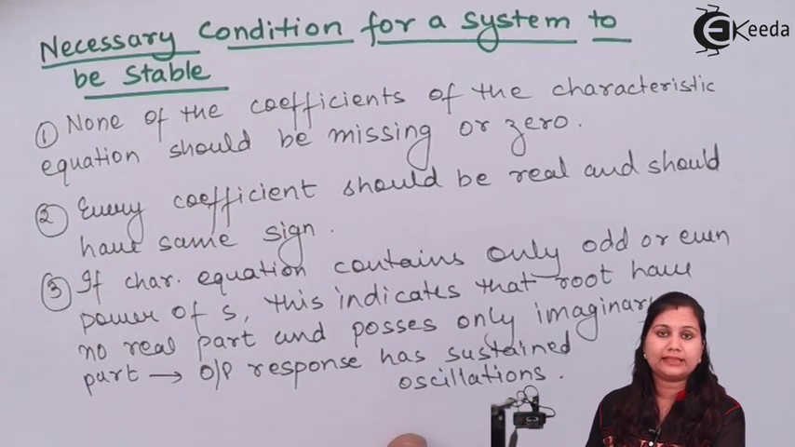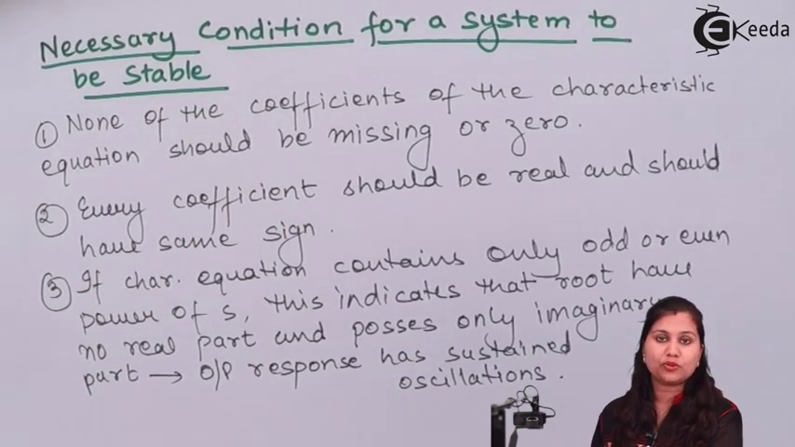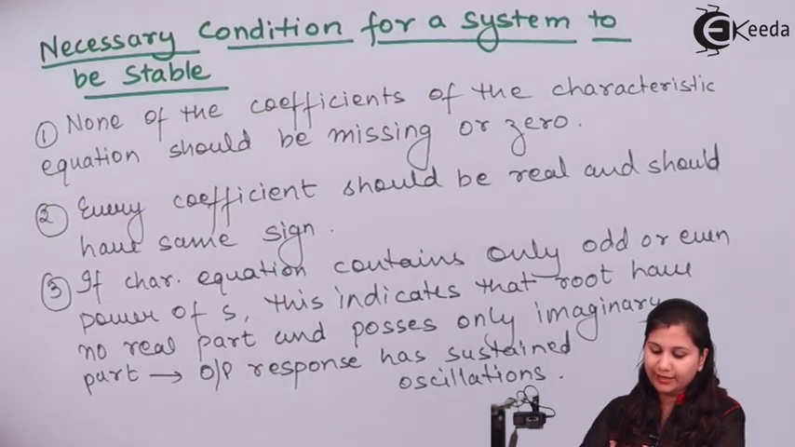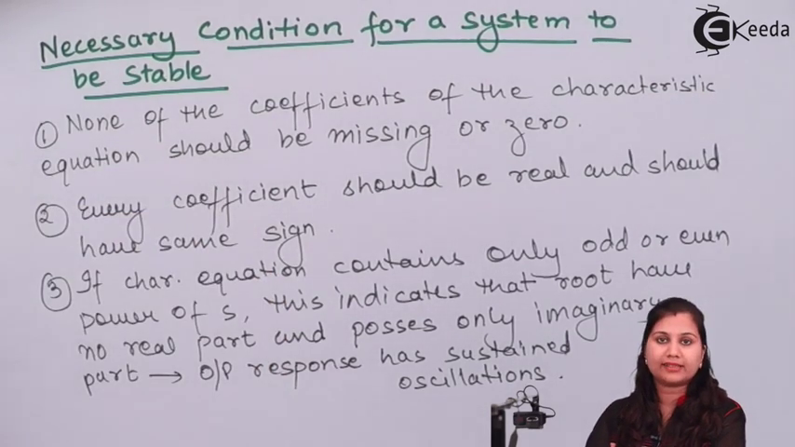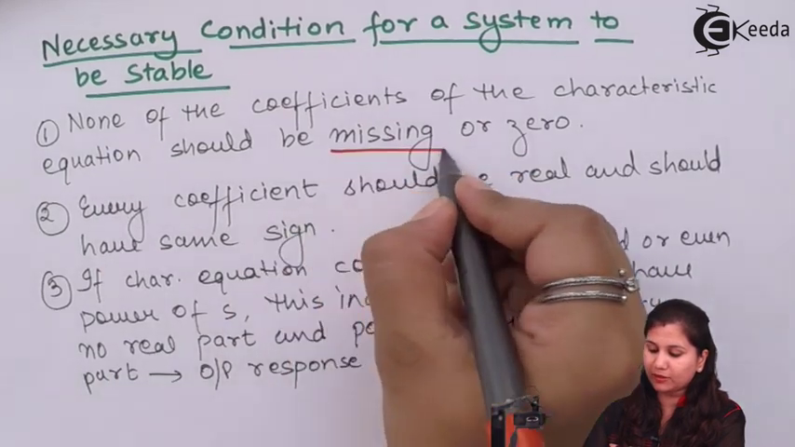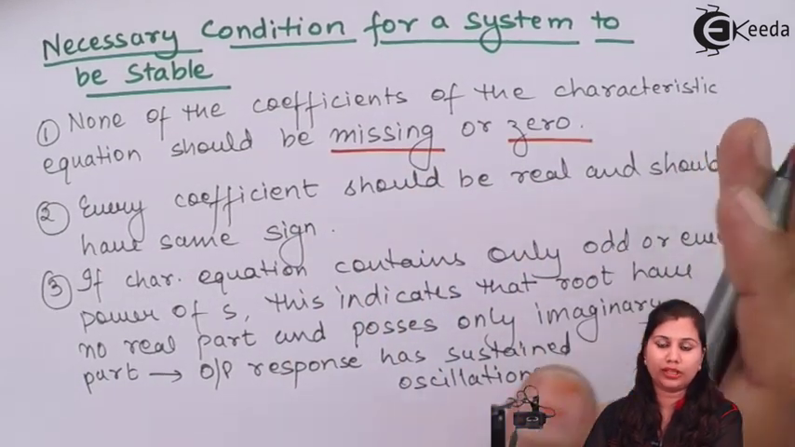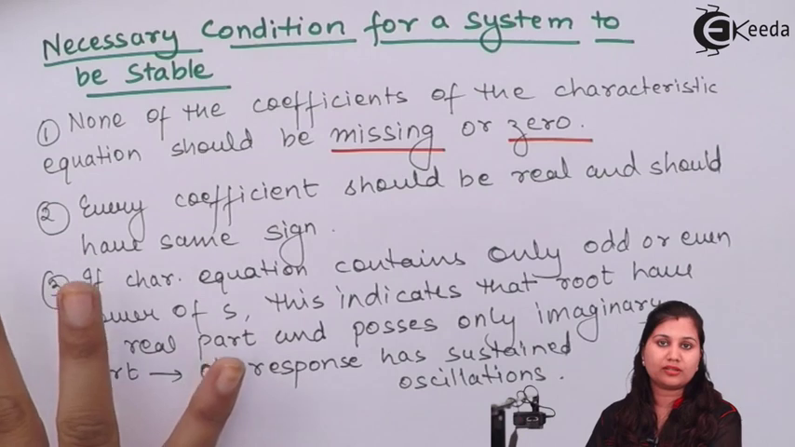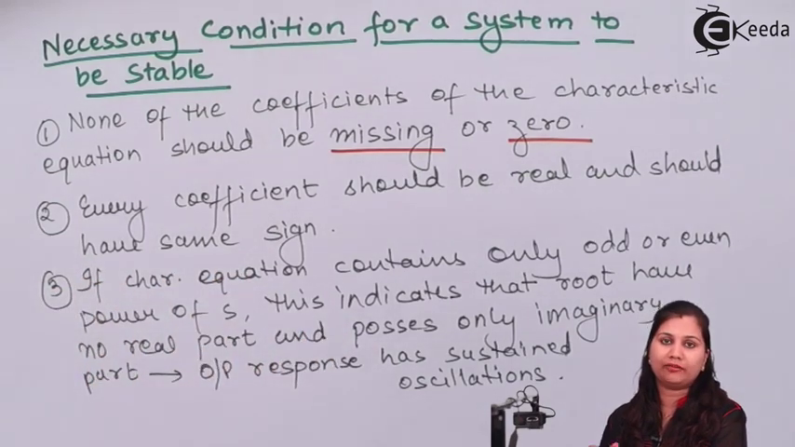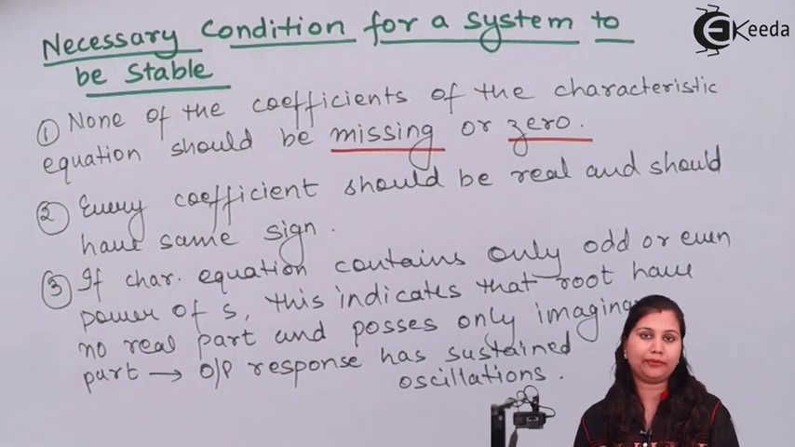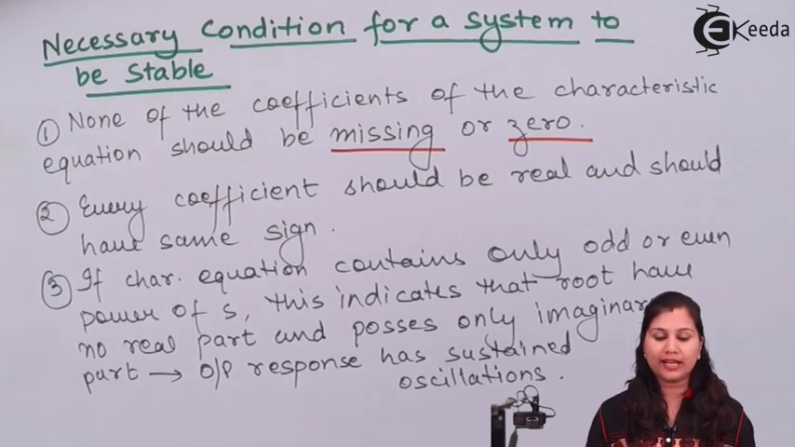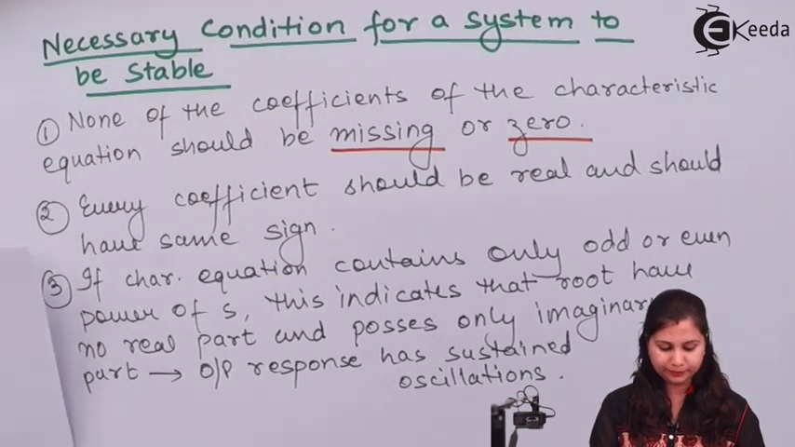So these three are the necessary conditions for a system to be stable. First is that none of the coefficients of the characteristic equation should be missing or should be zero. Okay, so no coefficients should be missing. Like, we have taken the example of the characteristic equation in the Routh's method.